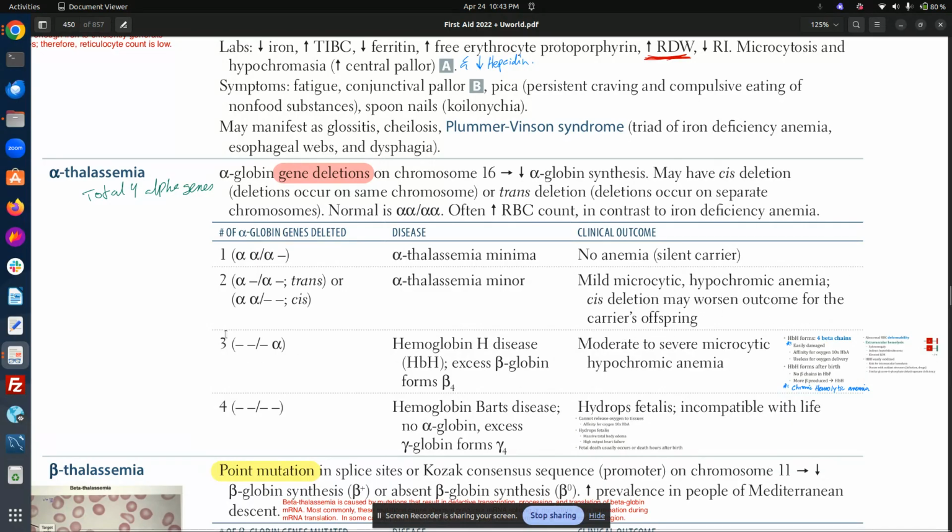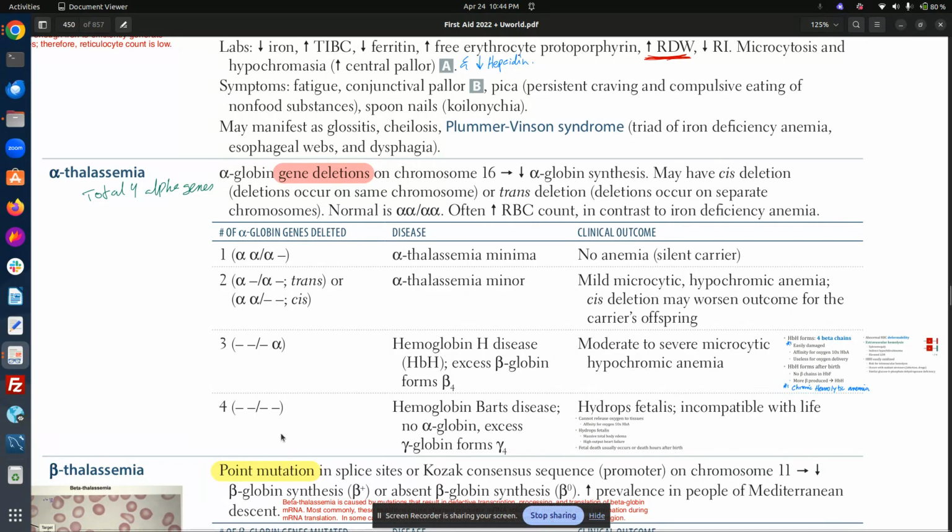The third type is hemoglobin H disease. When three alpha genes are deleted, it leads to hemoglobin H disease. In this disease, there is excess beta globin chain formation. It is a moderate to severe microcytic hypochromic anemia.